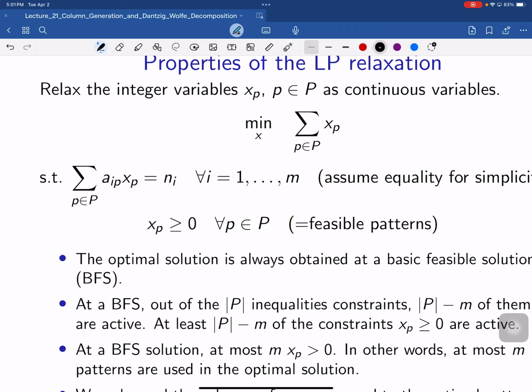So let's write down the numbers, then we can analyze it better. So let's say in practice, M can be 10, right? And the cardinality of P can be 10 billion, let's say 10 raised to the power of 10. Right? So this problem has very few constraints, but a lot of variables. Right? Okay, that's a property of this problem.